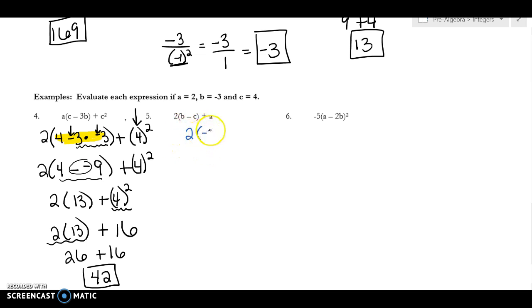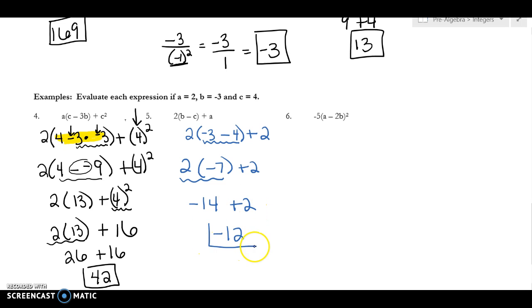All right, so you should have plugged in negative 3 minus 4 plus 2. So these are my parentheses, and a negative 3 and a negative 4 is a negative 7. And now I multiply, and I get negative 14 plus 2, and I get negative 12. So that one was definitely easier than number 4, but it's still the same process. It just had less steps. All right, last one, number 6.